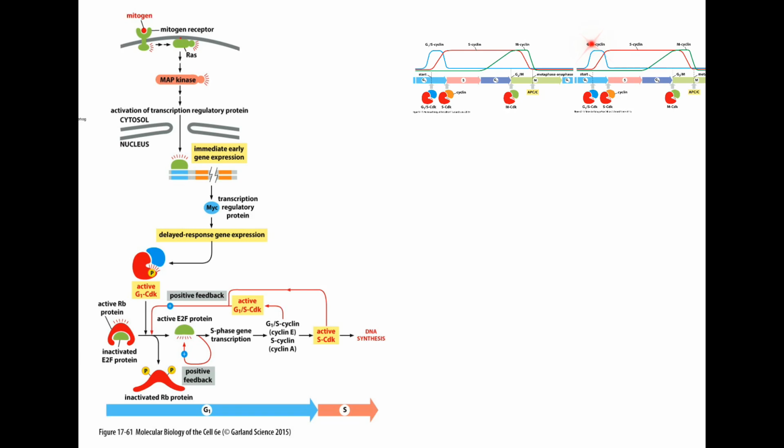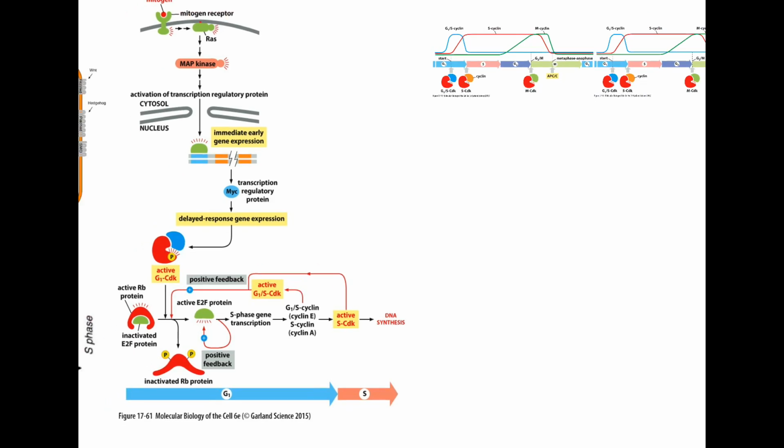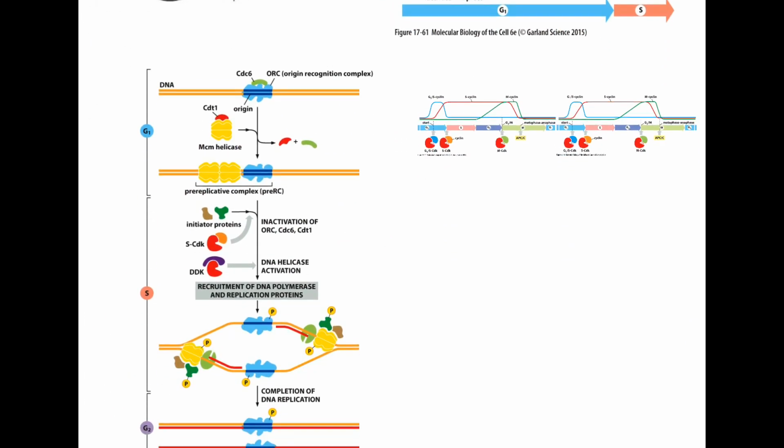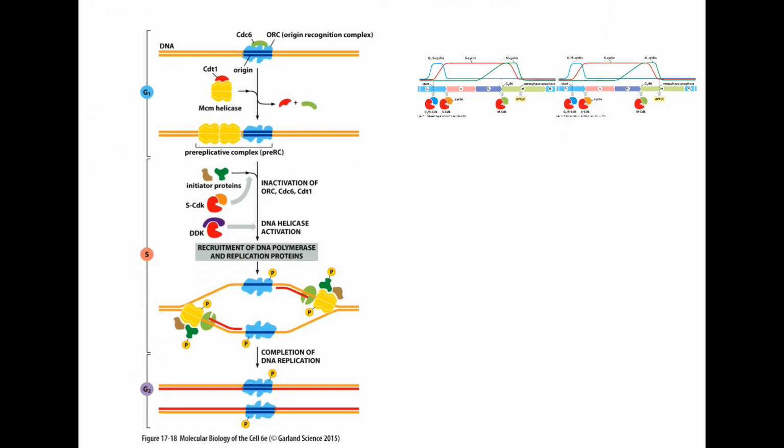So G1 cyclins essentially activate S cyclins. What do S cyclin CDKs do? That's a little bit more complicated, but it can be simplified. Here's a diagram from your text, 1718. It has a lot of words that I don't want you to pay any attention to, really.